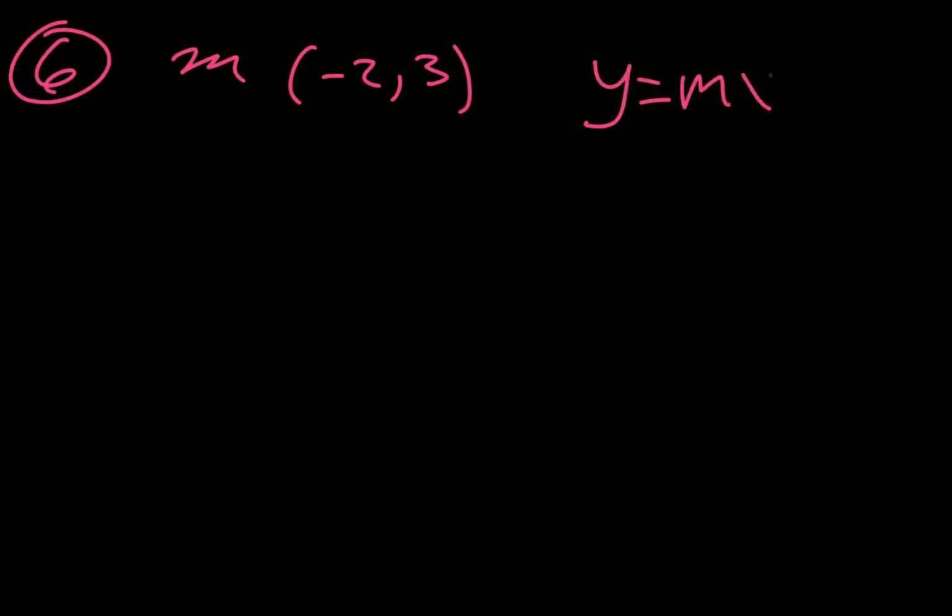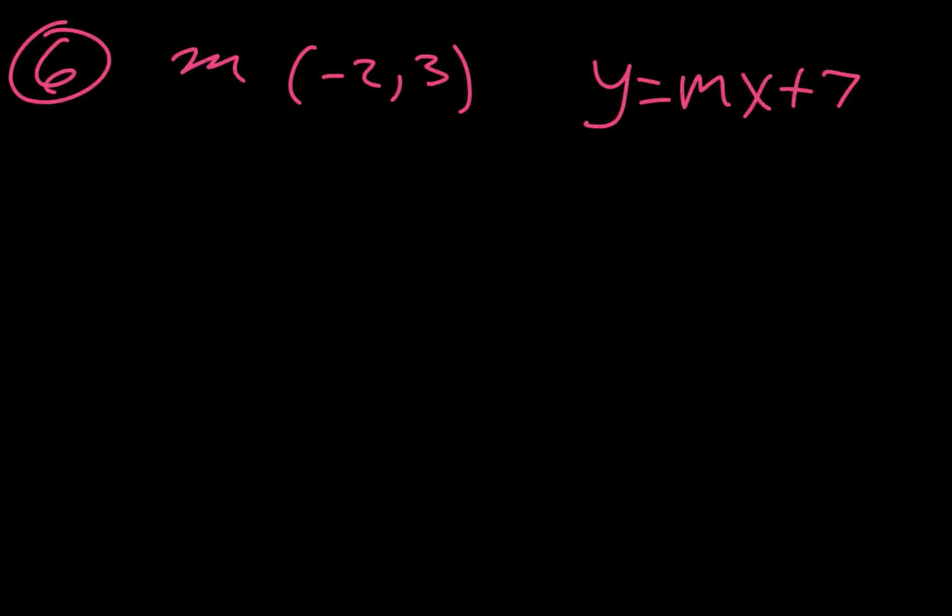Okay, moving on to number 6. It says find m, given that (-2, 3) lies on the line with the equation y equals mx plus 7. We're going to do this pretty similar to the last one, but this time we have an unknown, so there's going to be some more algebra.